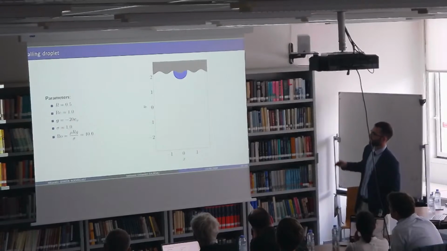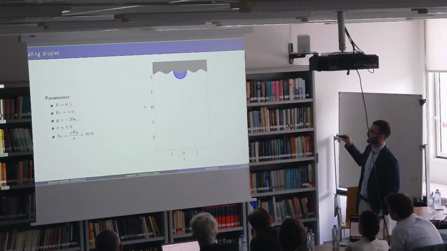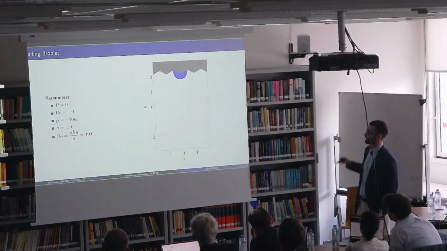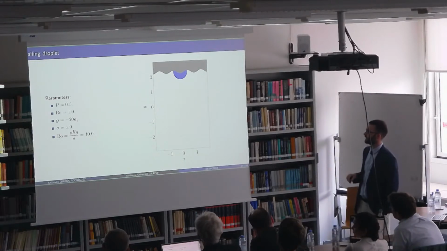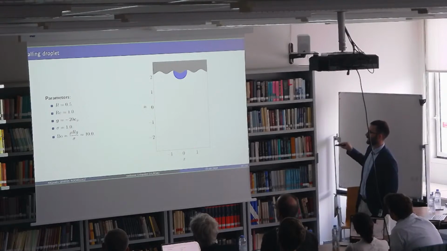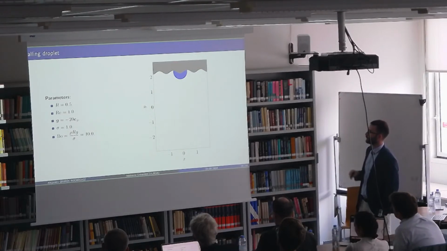And as a final test case, we consider a falling droplet subject to gravity that is initialized underneath a rough wall with an initial radius of 0.5. We set the Reynolds number to 1 and the Bond number to 10, and we will see that due to the gravity, the droplet will start to fall.